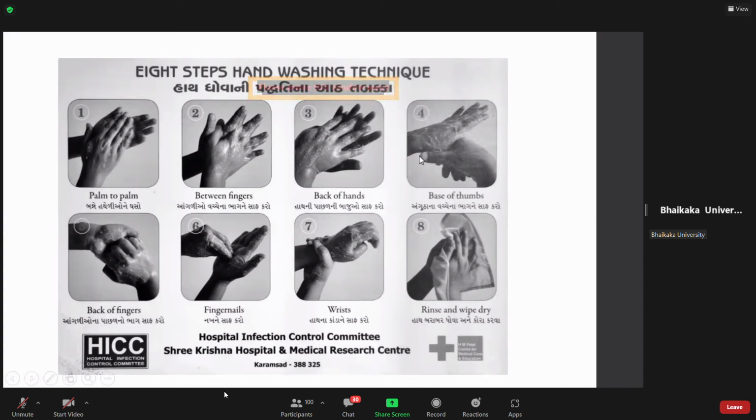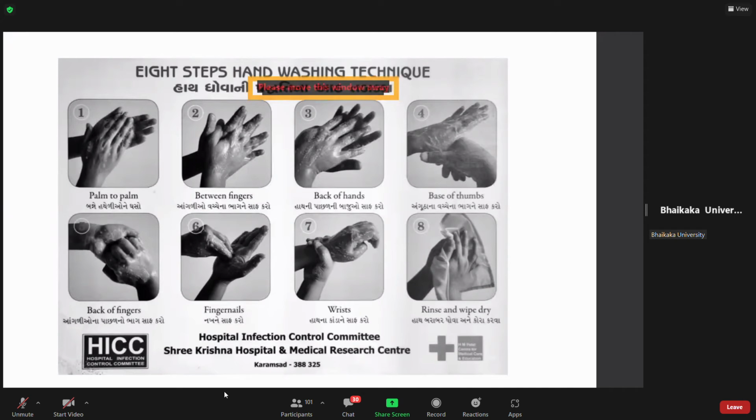So this brochure you will find in any hospital at the area where the hand washing area is. In surgical OT side, you may find such a brochure. So there are 8 steps of hand washing that you should follow.